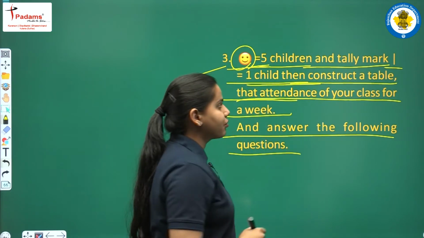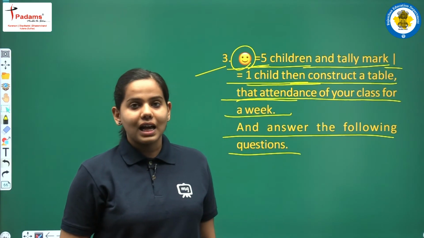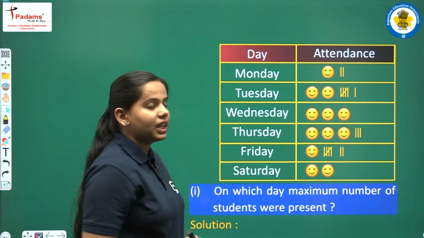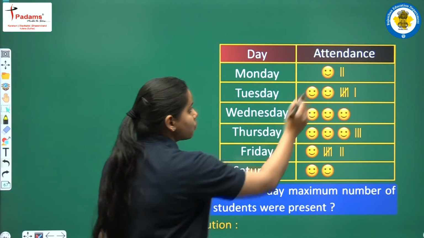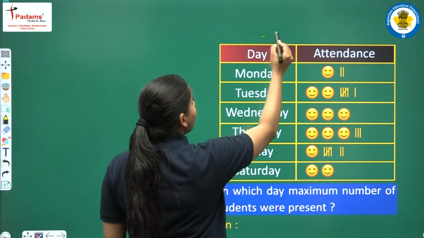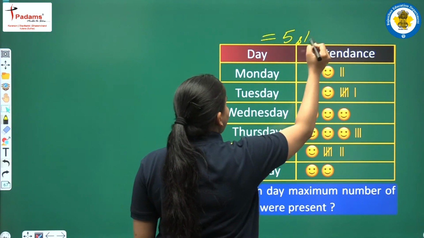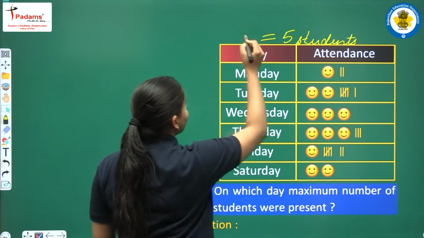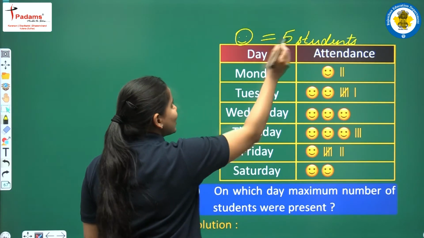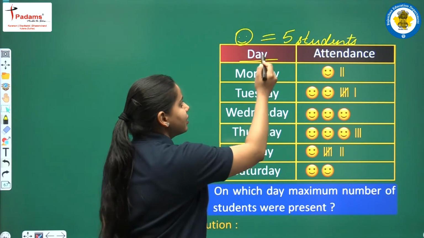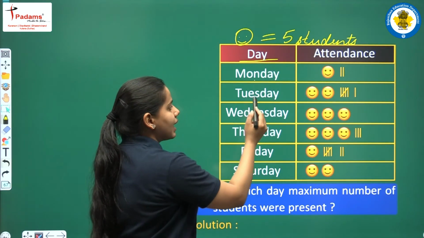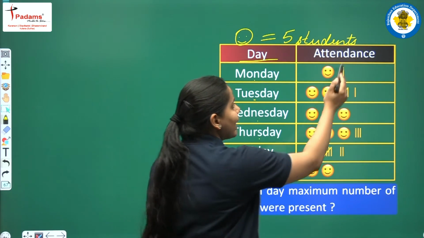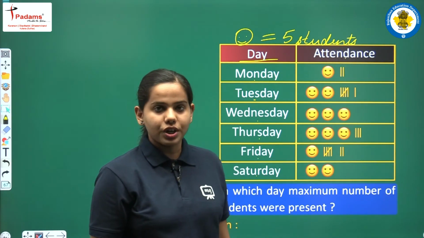questions. So here we have to show the attendance of our class by using this smiley here, and here all the days of the week are shown. So this one smiley is equals to 5 students, and if there are less than 5 students then we have used this tally mark. So smiley is equals to 5 students. Here we have the first column of days: Monday, Tuesday, Wednesday, Thursday, Friday and Saturday. Then we have the attendance of the students here.